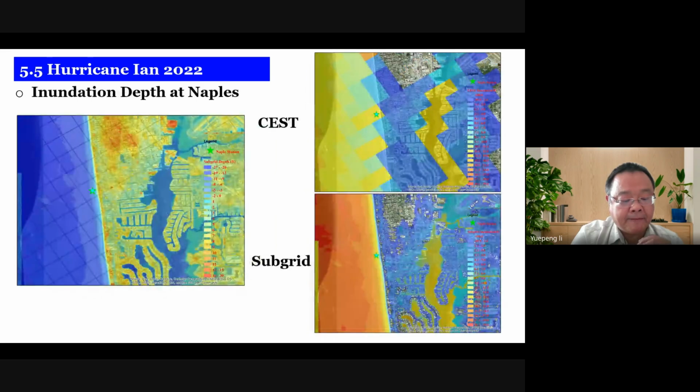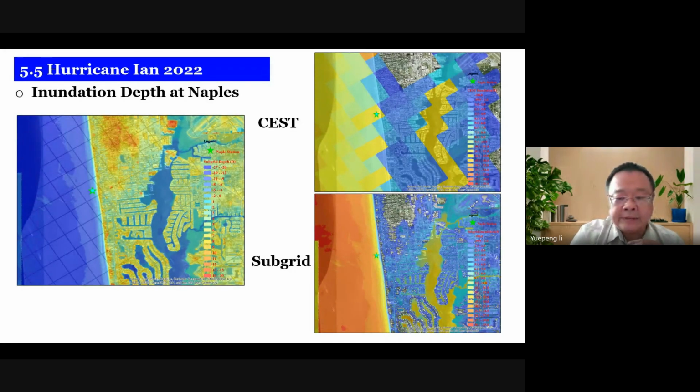Next. The inundation depth comparison at Naples indicates that the original SEST floods most of the coastal area, but the subgrid produces less flooding extent along the coastal zone. Some of the relatively high land stays dry during the hurricane period.